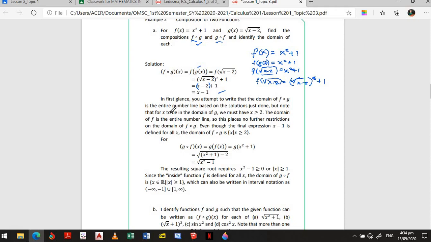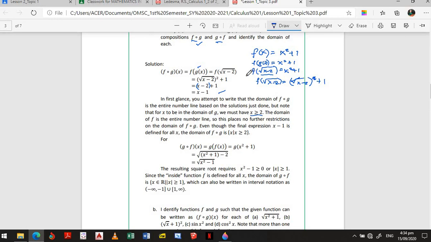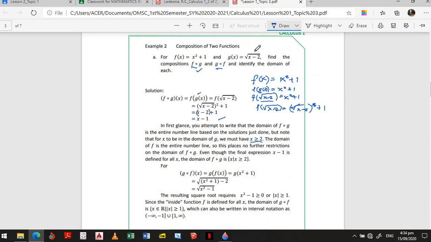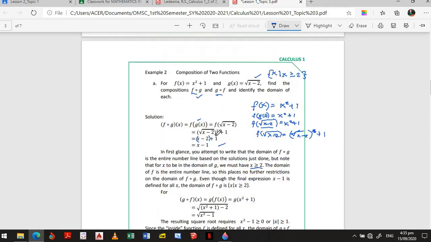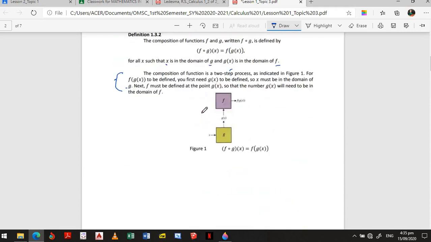note that for x to be in the domain of G, we must have x which is greater than or equal to 2. Here, we have to consider this one. We have to consider the domain of our G. The domain of our G is the set of x such that x is greater than or equal to 2 in order for our G of x to be defined.